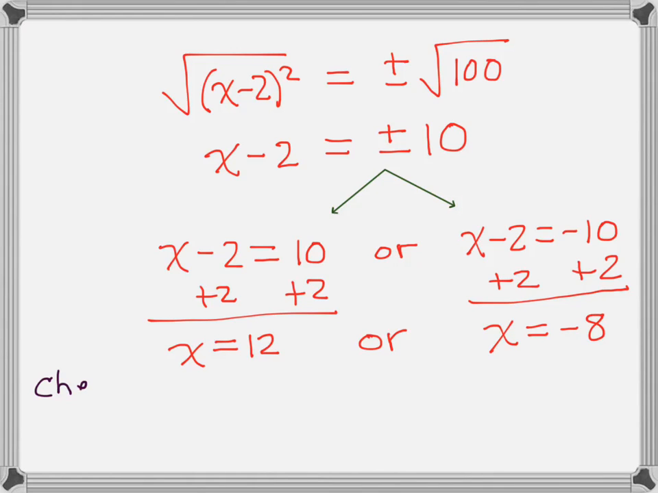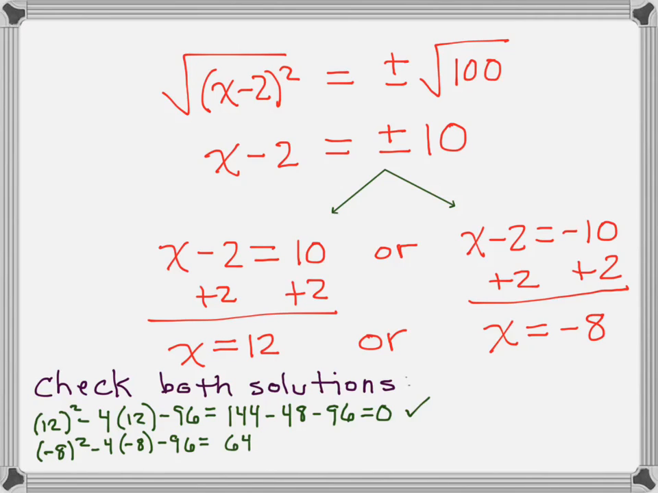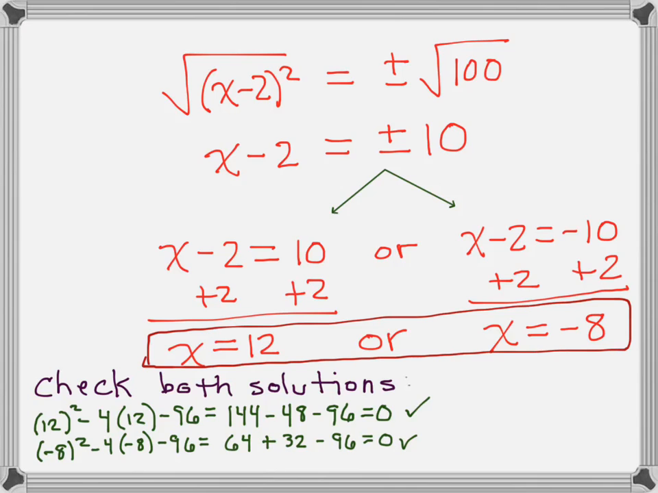Now we're going to check them both in the original equation because we want to make sure we didn't make a mistake. They have to both work or we have to go back. So when x is 12 and we substitute it into the very original equation, what we're looking for is 0, and we get 0. When we check negative 8 in the original equation by substituting it in for x, we're looking for 0 again, and we get it. So we know both of these answers work, both of them are solutions, so that's the solution to our original quadratic equation.